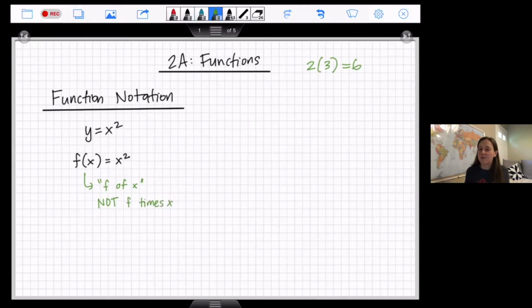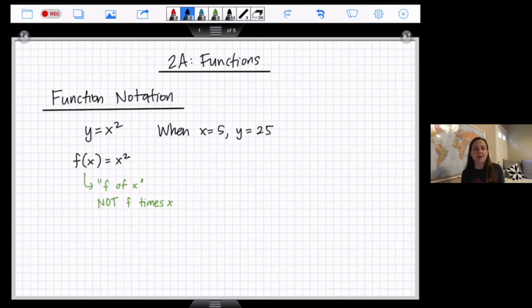That can get kind of confusing, so you really have to use context clues whether we're talking about function notation or multiplication of numbers. So why do we do this? Why do we complicate things by replacing a perfectly good variable with 4 different symbols that kind of look like a different operation? It's not just to confuse us, it's actually to help us write things more succinctly. So with the equation y equals x squared, I could write the statement, when x equals 5, y equals 25.